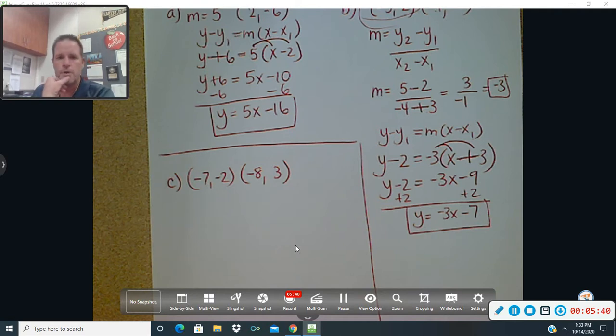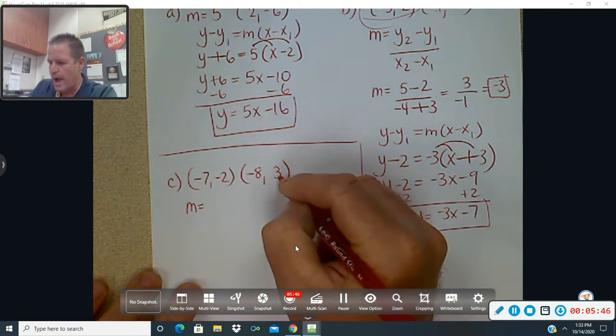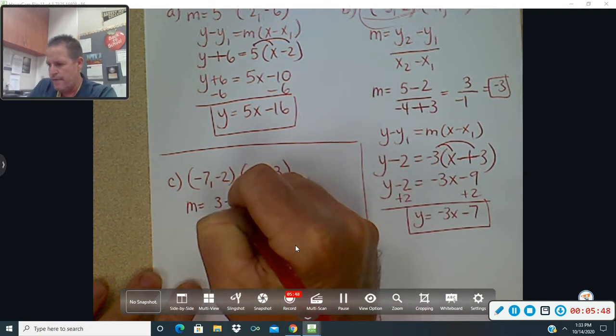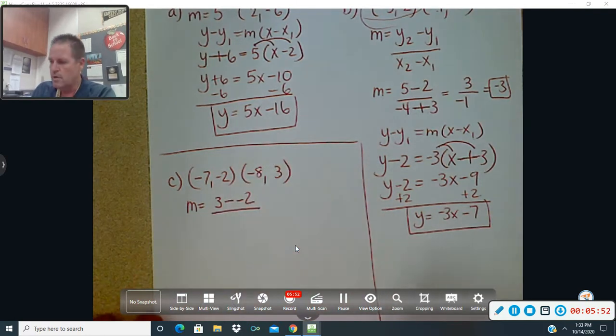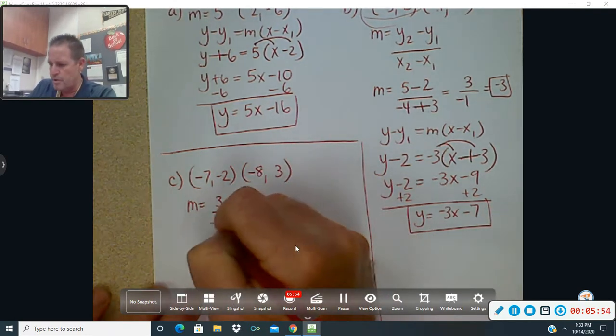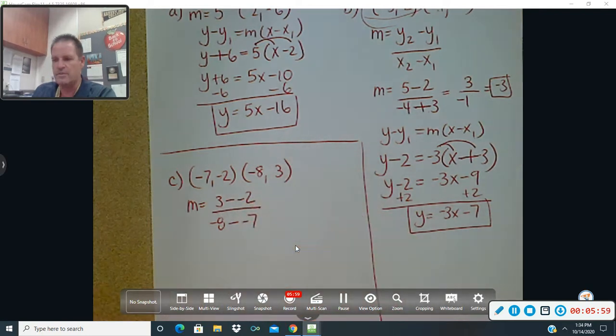Okay. So again, same process. You need to find the slope first. So the slope is going to be y2, which is 3, subtract y1, which is negative 2, put it over x2, which is negative 8, subtract x1, which is negative 7.